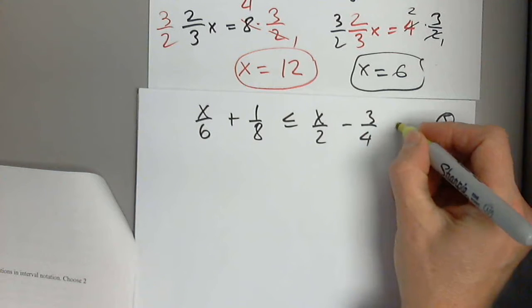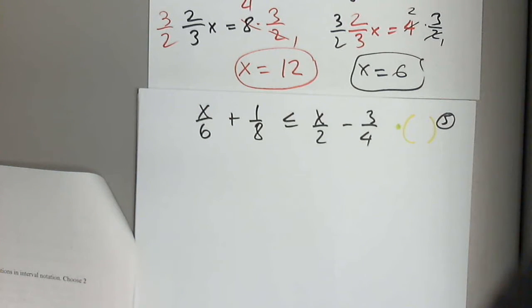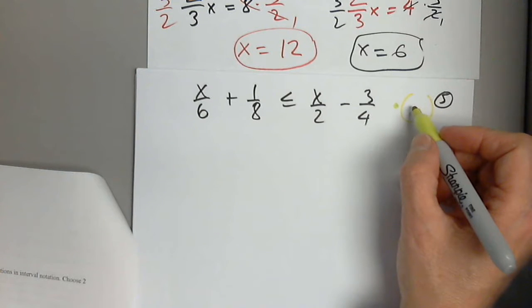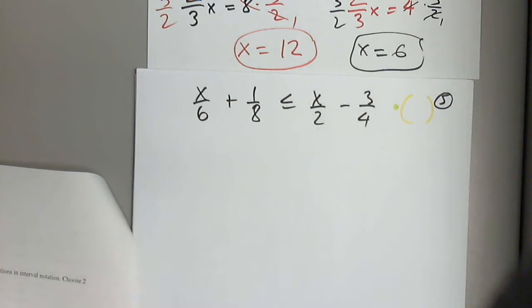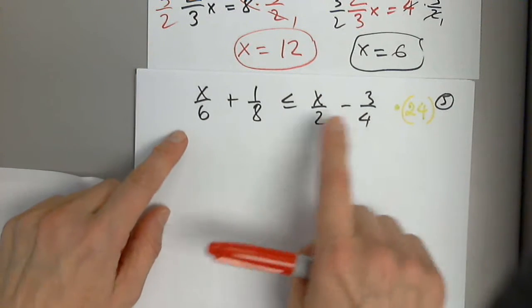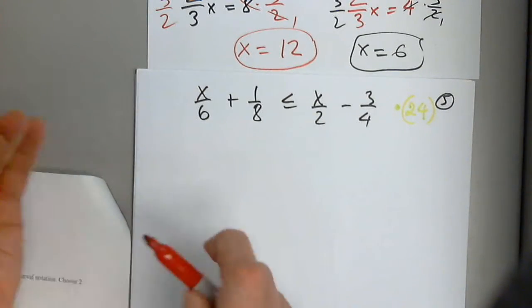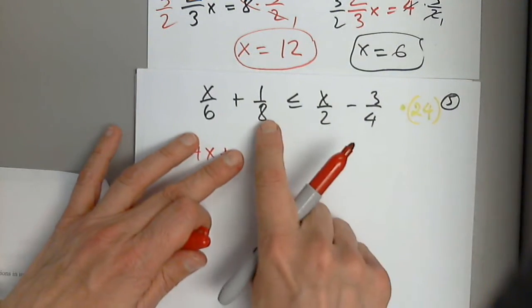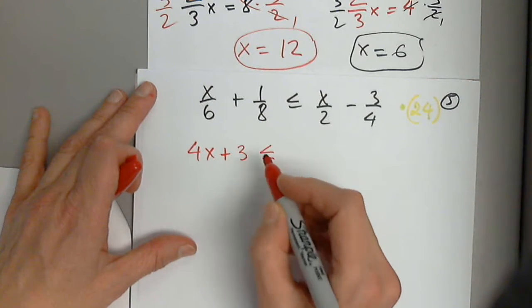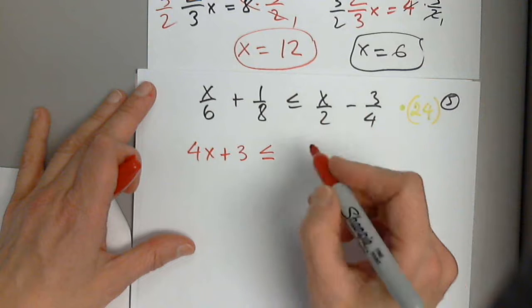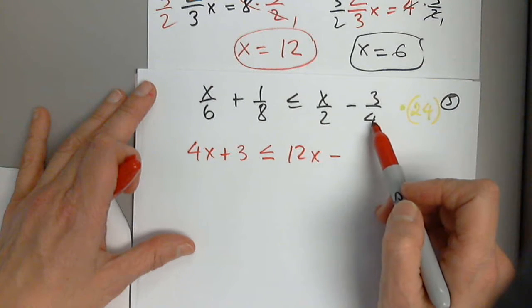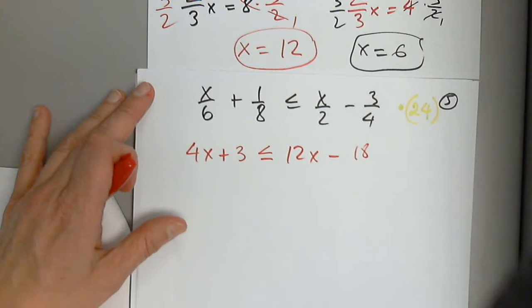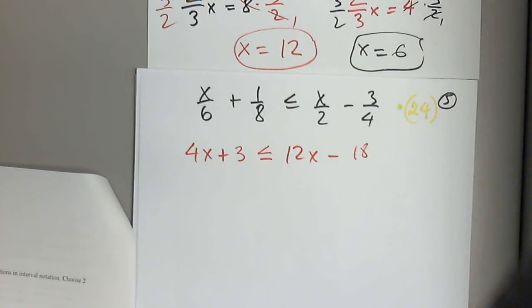So I will multiply everything by 18. No, because 18 is not divisible by 8. Exactly. The least common denominator is 24. So 24 divided by 6. Very good. 4x then. Plus 24 divided by 8. Very good. Less than or equal to 24 divided by 2, and 24 divided by 4. 6 times 3, 18. Easier?